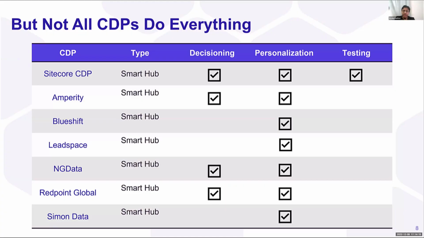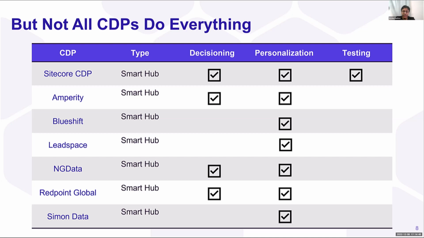So these are the platforms that offer CDP with their respective CDP types and their expertise level on CDP components. You can see that all fall under the same Smart Hub category. Then how do we measure who offers what? We can compare these based on three main core capabilities: decisioning, personalization, and testing. And we can see that only Sitecore CDP offers all three.